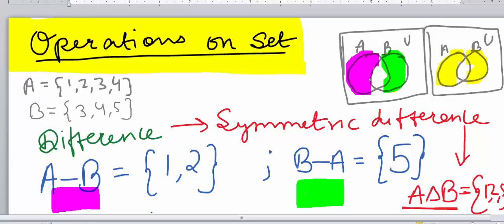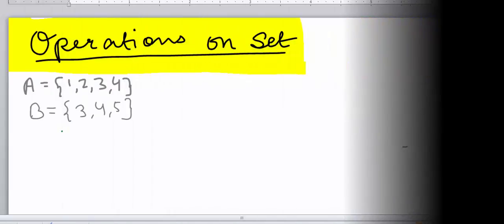So that was the reference for symmetric difference and for the operations on sets.